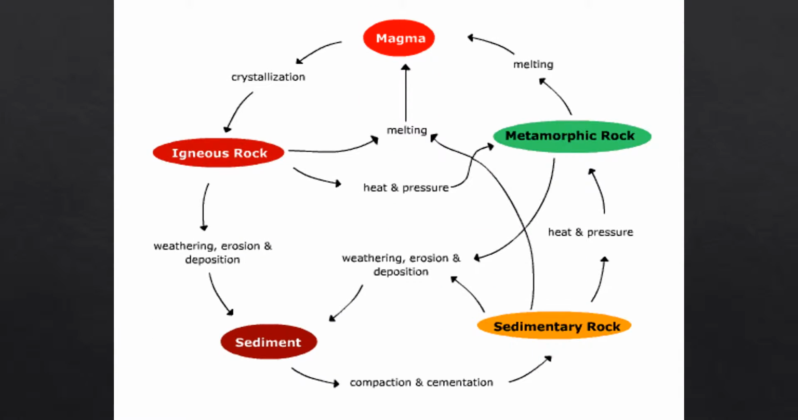Today we're going to be talking about the rock cycle, which has three specific kinds of rocks: igneous, metamorphic, and sedimentary. A rock is a naturally occurring, consolidated material, usually composed of grains of one or more minerals.